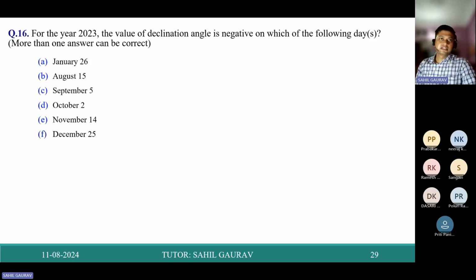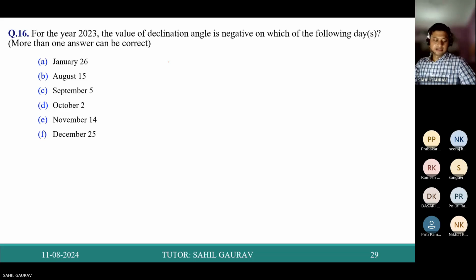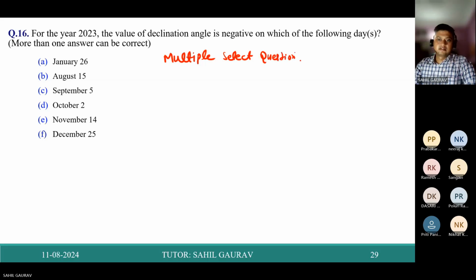Now the last question is that for the year 2023, the value of declination angle is negative on which of the following days? So declination angle is positive if we go towards the summer side. This is a multiple select question. There can be multiple correct answers.